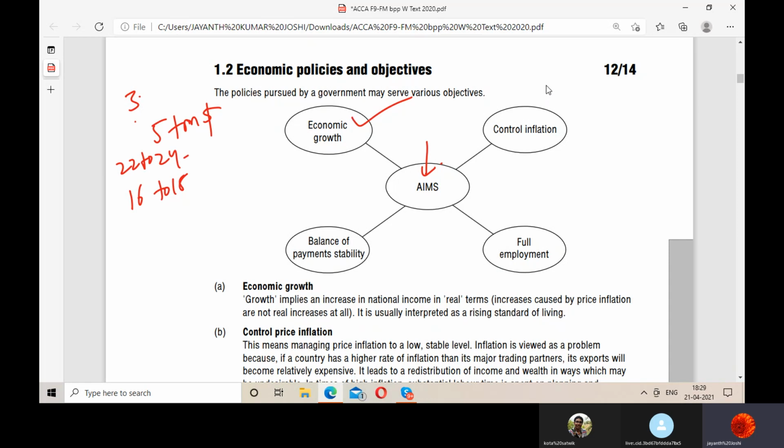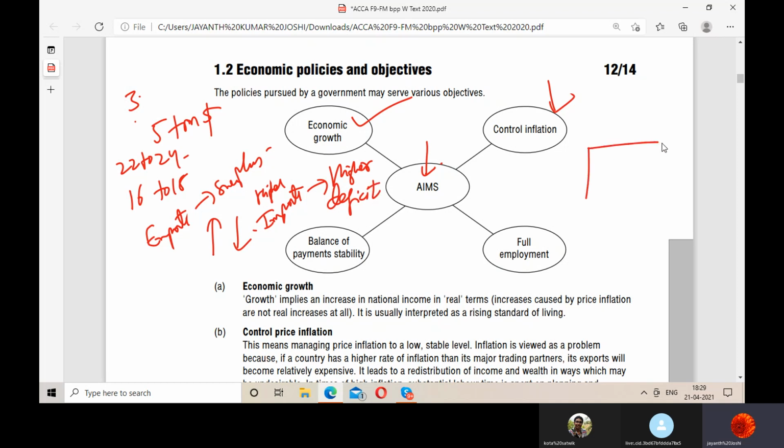For that, they want to control inflation. That means they don't want the prices to rise, and the pressure should not be borne by the citizens. Balance of payment stability: they want more surplus and less deficit. That means more exports would give more surplus, and more imports is nothing but more deficit. Higher imports, higher deficit. That means you are paying more and you are receiving less.